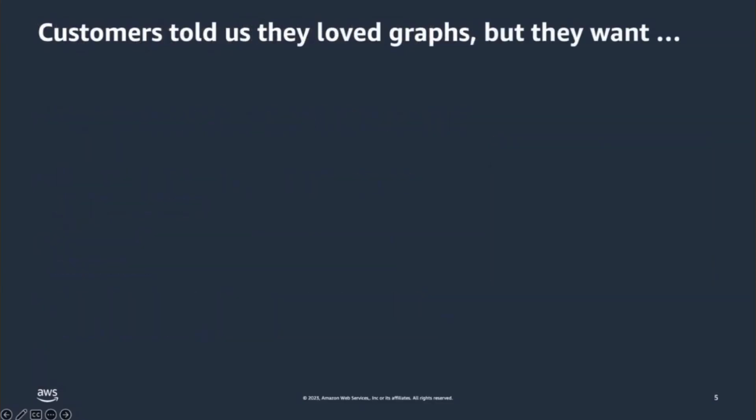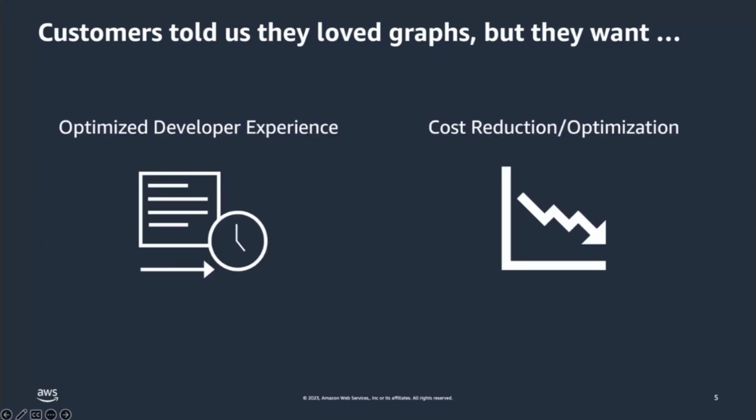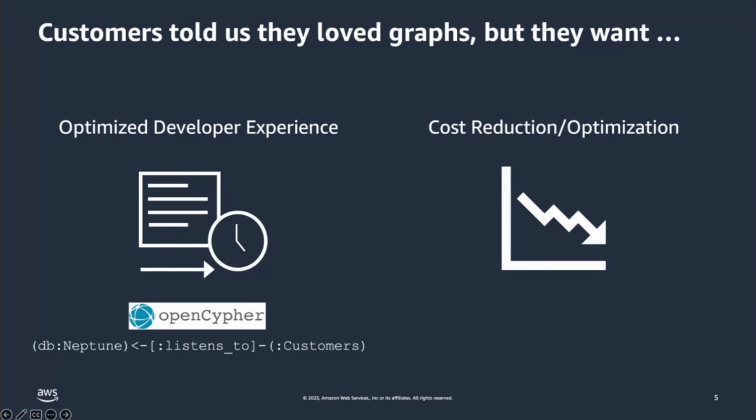As much as customers have told us they love graphs and they love Amazon Neptune, there are still some things they would love to see improved that we focused on over the last year. And that is really optimizing the developer experience, reducing the cost, and making it easier for them to optimize the cost. For the optimized developer experience, last year we released openCypher. It's our newest query language on top of Neptune. And openCypher, we'll dive into some details in a minute, works on any property graph data that you store inside Neptune today.